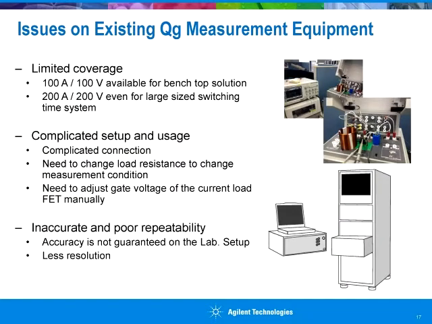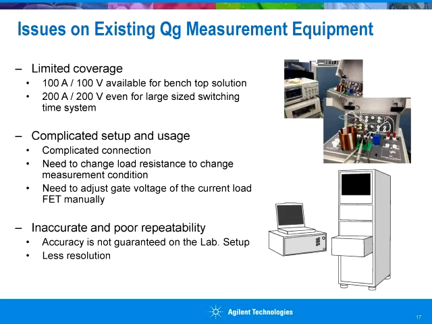Okay, here is a summary of existing QG measurement equipment. First, it has very limited output coverage. Even if a switching tester is used, maximum voltage is limited to several hundred volts and several hundred amperes. Also, setup is very complicated, and if you want to do the current load measurement, you have to adjust the driving condition of the current load FET, and also you have to change the load resistance when you use the resistive load method.